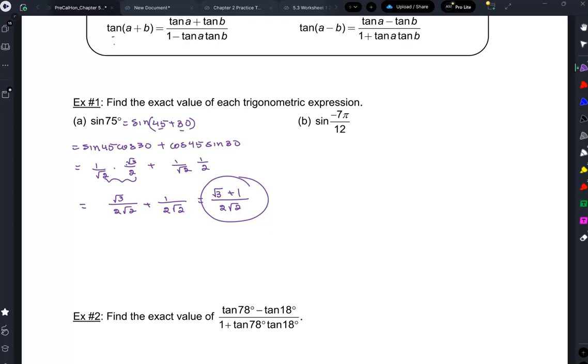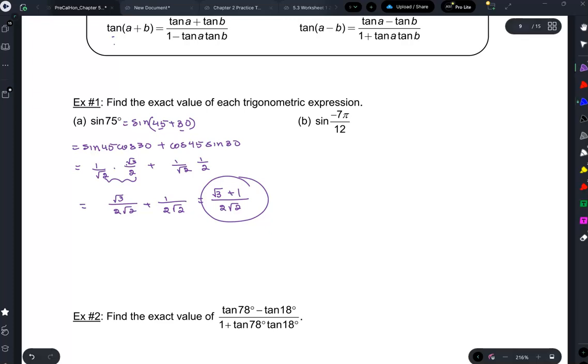Yes. Wait. Does it matter if the sine is greater than 45? No, it doesn't matter because addition is commutative. But keep the order the same. Okay, so you are not required to rationalize the denominators.